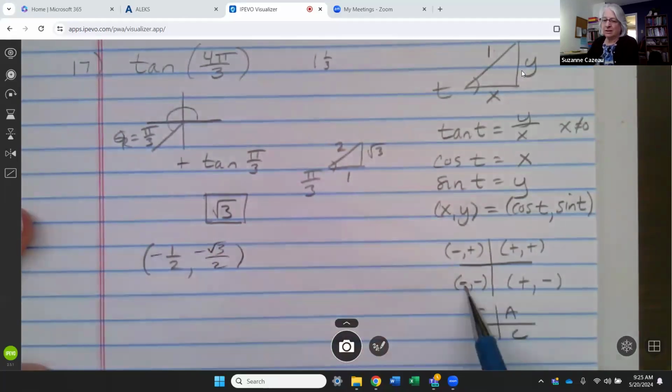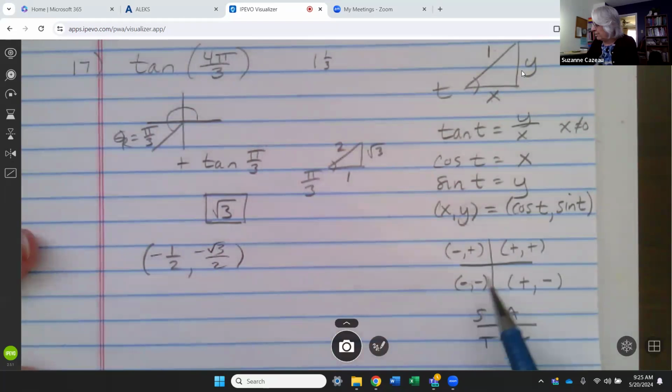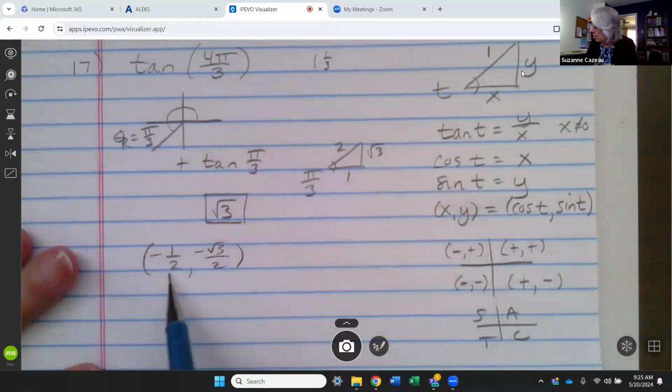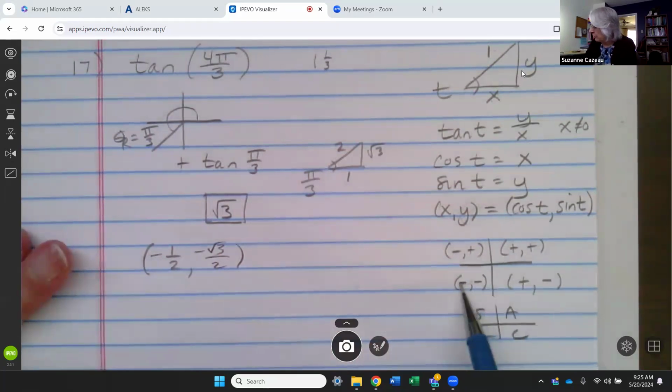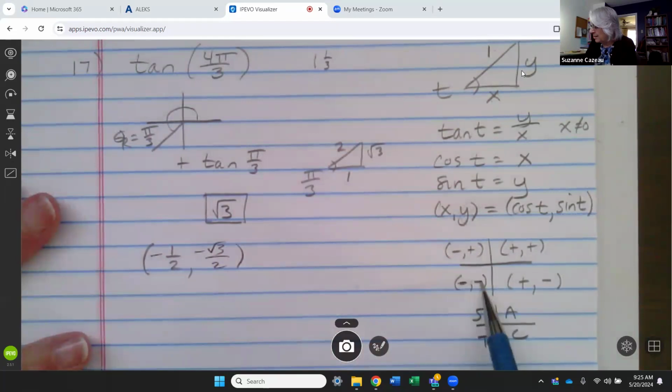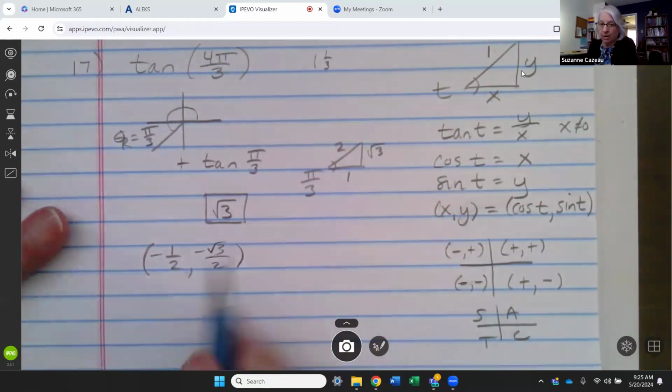Tangent is the only thing that's positive in quadrant 3. And again, if you're thinking of the triangle, you're going to have a negative over a positive, and then a negative over a positive, and that's because the hypotenuse is always positive. Or you could just think of it as the x is negative and the y is negative in quadrant 3. So there's your ordered pair.